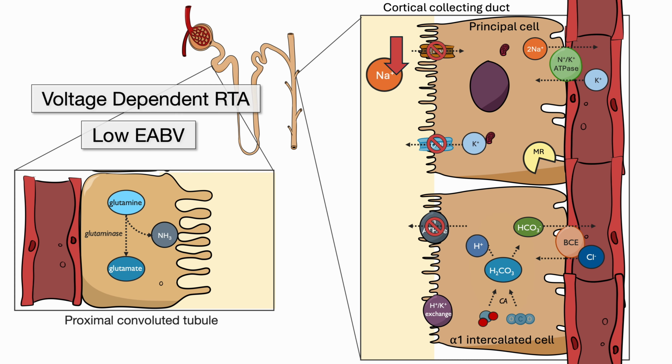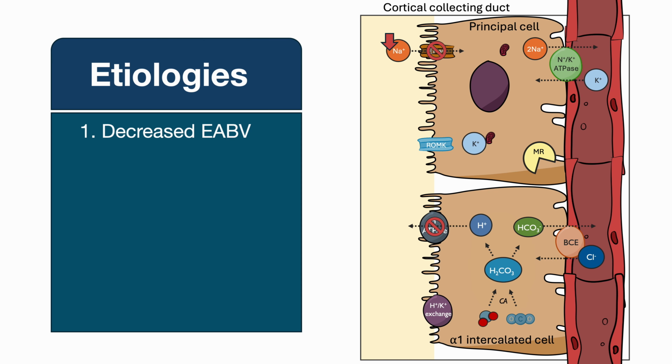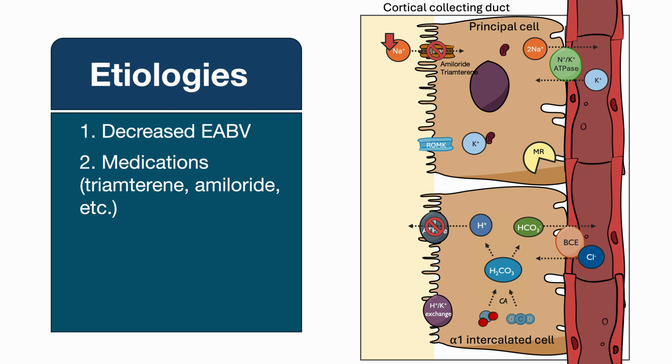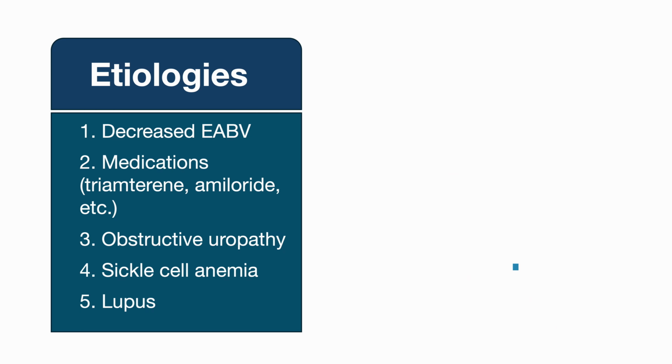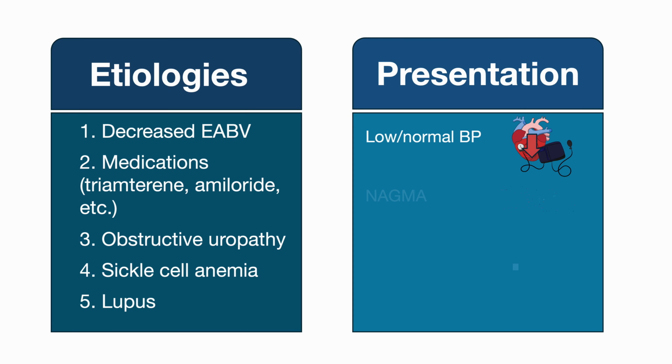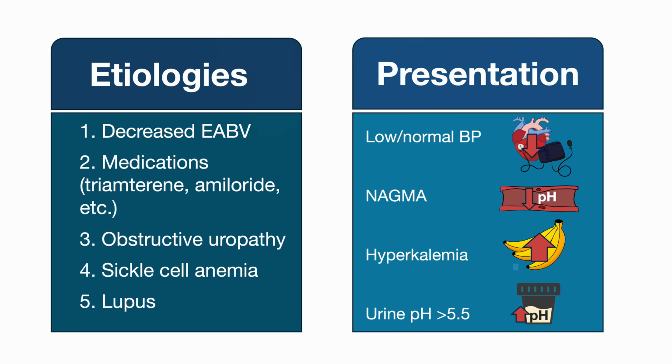Remember that hyperkalemia sets this RTA apart from others. It is a common feature of the voltage-dependent RTA because potassium cannot be secreted when there is no negative charge in the tubular lumen. Other causes of voltage-dependent RTAs include drugs that block sodium reabsorption at the ENaC, such as triamterene and amiloride, obstructive uropathy, sickle cell anemia, and lupus. Patients classically present with low normal blood pressures, non-anion gap metabolic acidosis, hyperkalemia, and a urinary pH greater than 5.5.